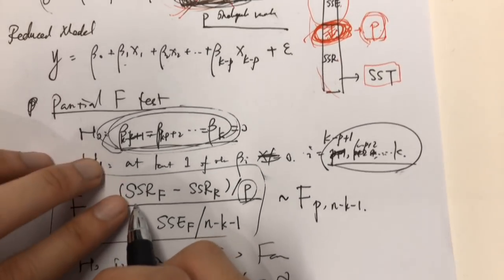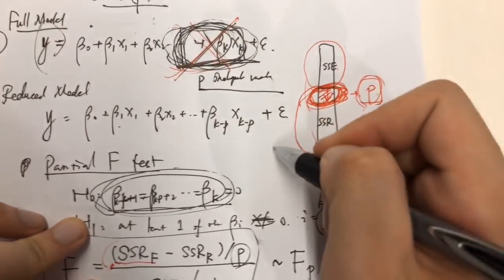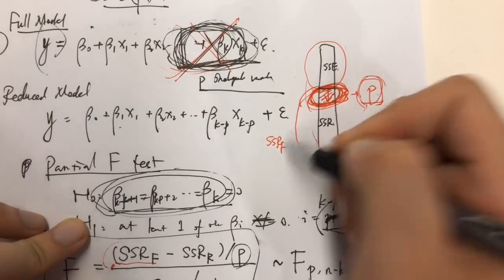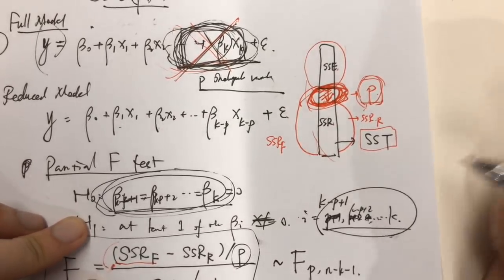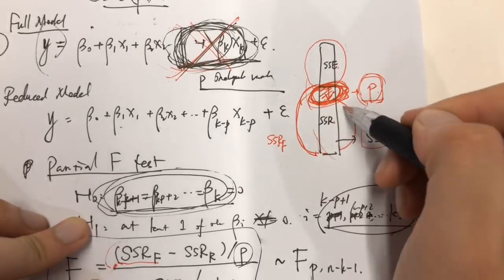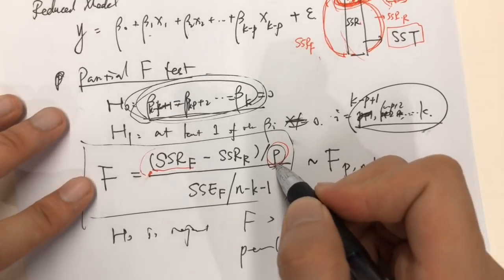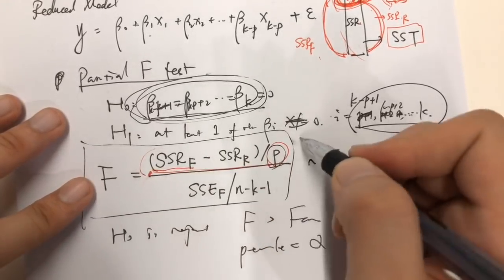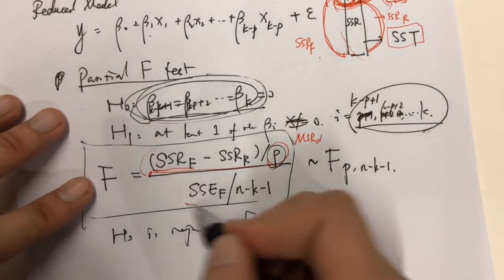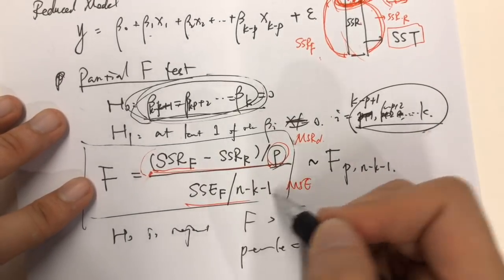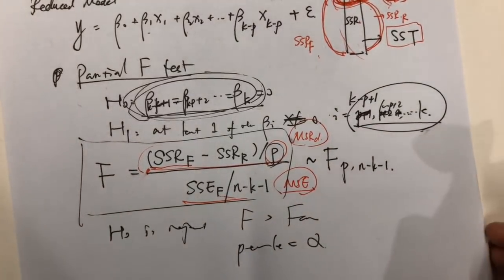So the F is actually the SSR of the full model, which is this part, and this part will be the SSR of the reduced model, right? So SSR full model minus SSR reduced model, and then divided by its degrees of freedom. So this is also like an MSR difference, and this is also the MSE of the full model. So MSR over MSE is again the F distribution, right?